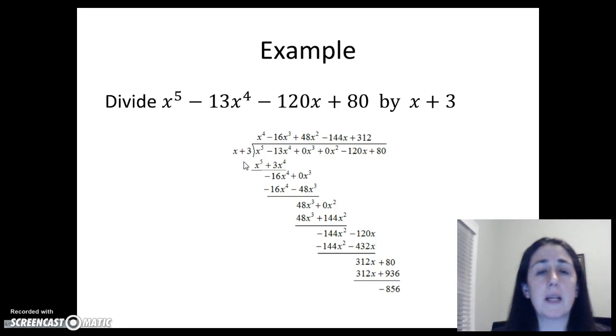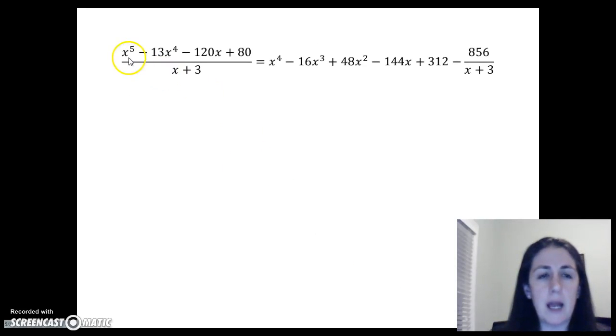There are a couple of different ways that you can write your answer once you've divided two polynomials. So we can say x to the fifth minus 13x to the fourth minus 120x plus 80, divided by x plus 3, gives us x to the fourth minus 16x cubed plus 48x squared minus 144x plus 312. And then remember how we write that remainder: minus 856 over x plus 3.